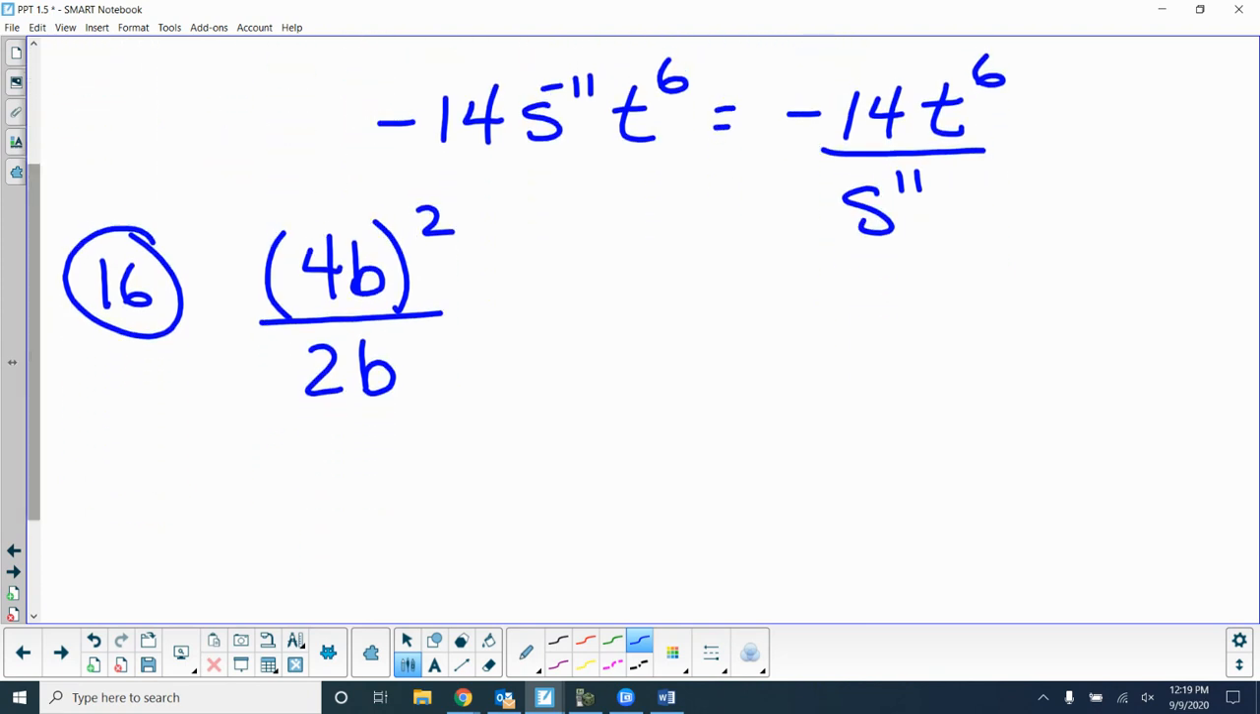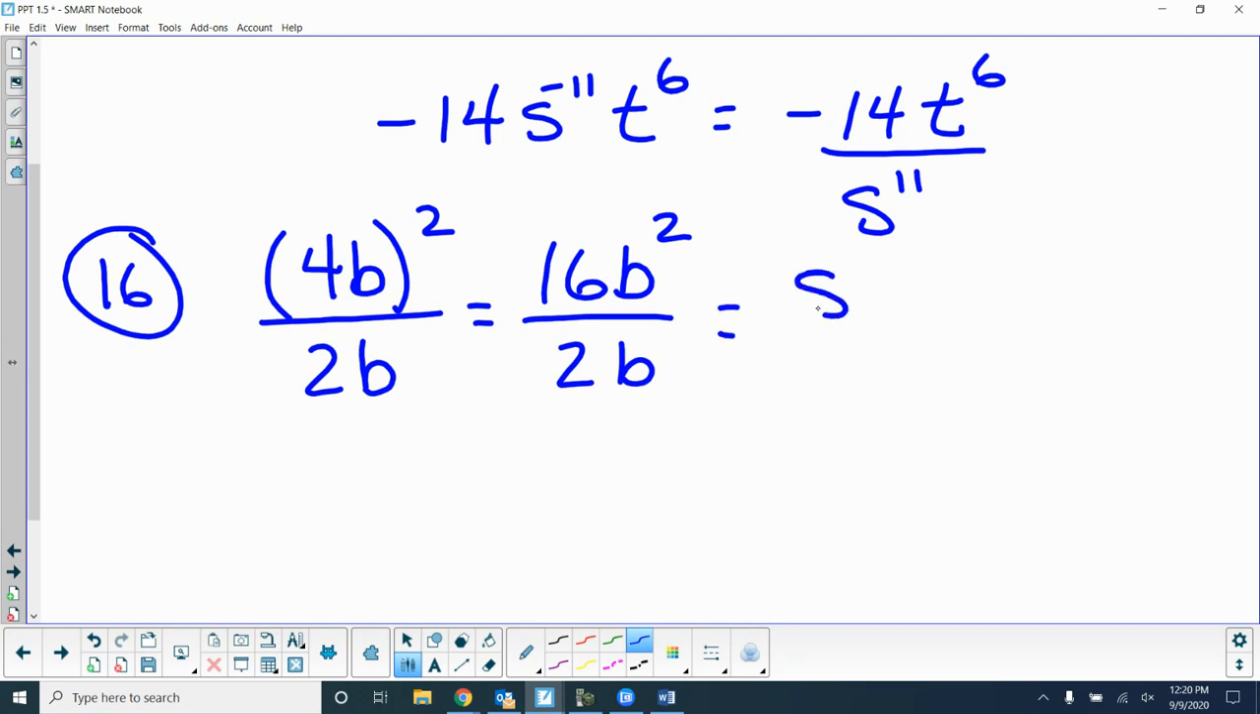In this situation, the only thing that's raised to the second power is what's in the parentheses here. It's not the whole fraction. So you can't reduce the whole fraction first. Okay? You have to do the exponent first. So that's 4 squared b squared over 2b. Now you can reduce the fraction. So 2 goes into 16 8 times, and b goes into b squared. The higher exponent's up top, so b stays up. 2 minus 1 is 1. So it's just 8b.